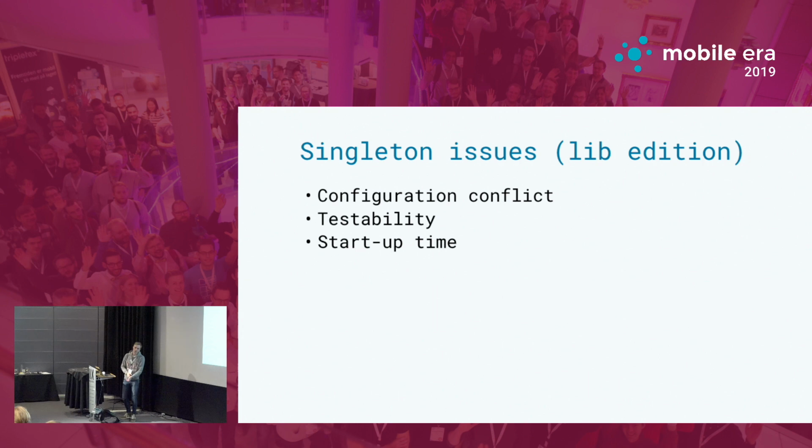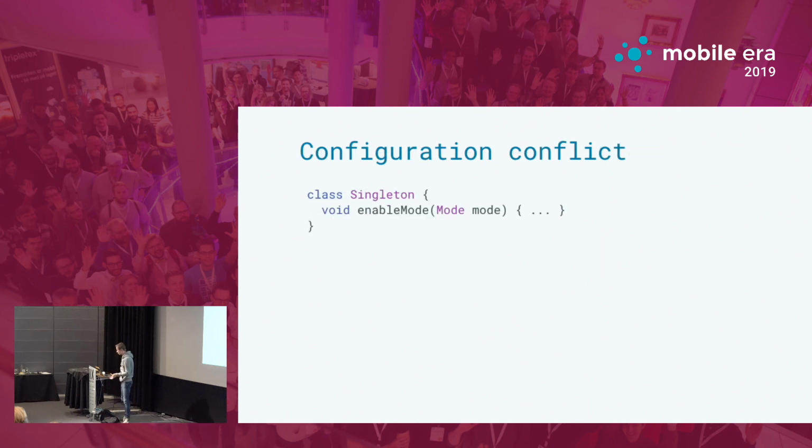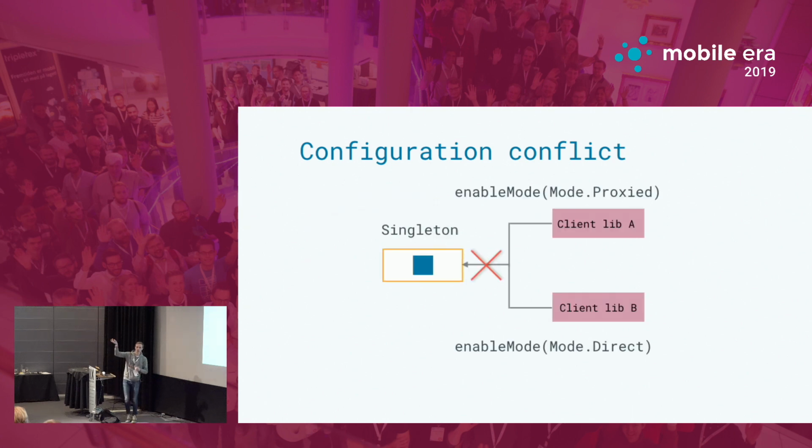So why don't we like it so much? There are lots of issues with singletons: configuration conflict, testability, and startup time. Let's look at configuration conflict. Let's say in a singleton you have a function to enable some kind of mode. Frequent examples would be you need to pass some executor to it, or you need some initial init method. What it actually means is that if you have two different libraries, or your library and your app itself, and they want to enable different things on it, they start the conflict right away.